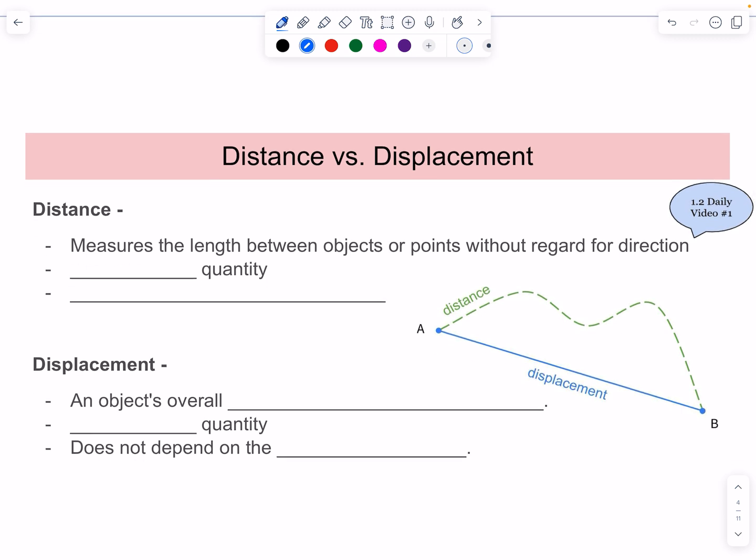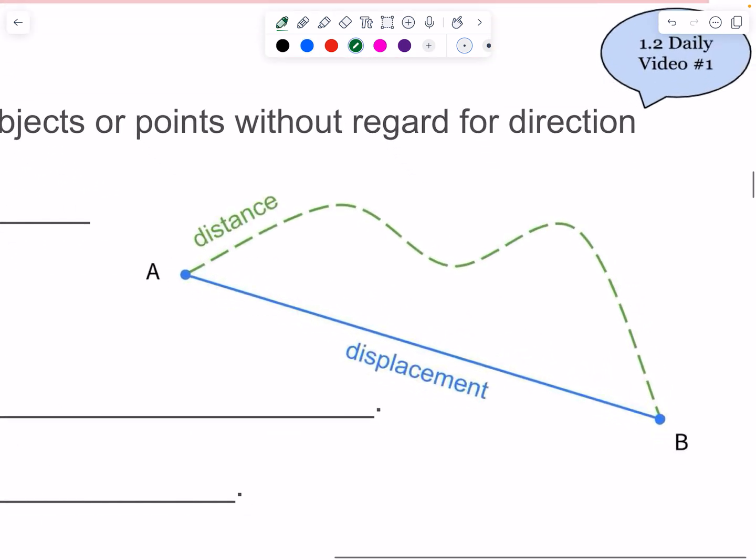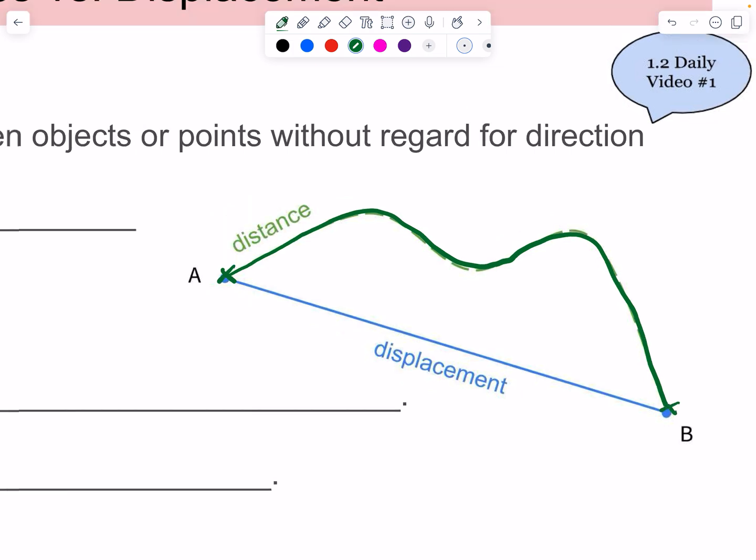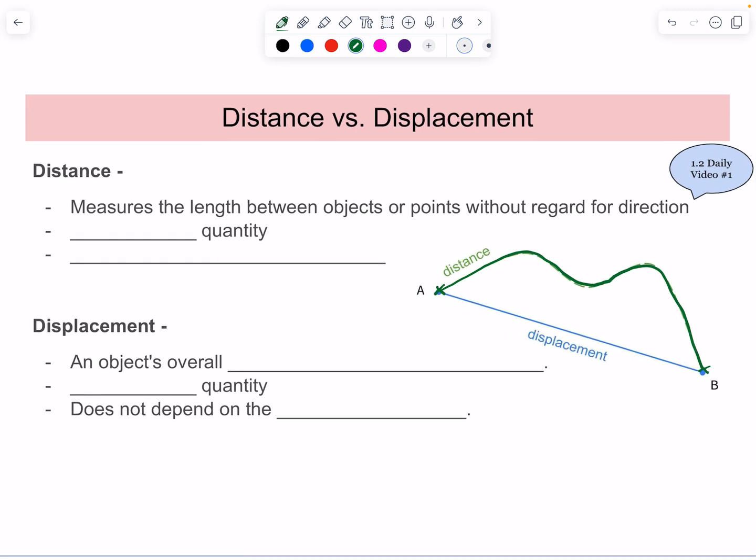Another important distinction to make is the difference between distance and displacement. Distance measures the length between objects or points without regard for direction, right? So in this example here, the total distance that this object is taking, we have to look at the entire path that the object is going, right? So we're looking from point A all the way through to point B. This is going to be a scalar quantity, again, because we don't really care about which direction it's going, but it is path dependent.